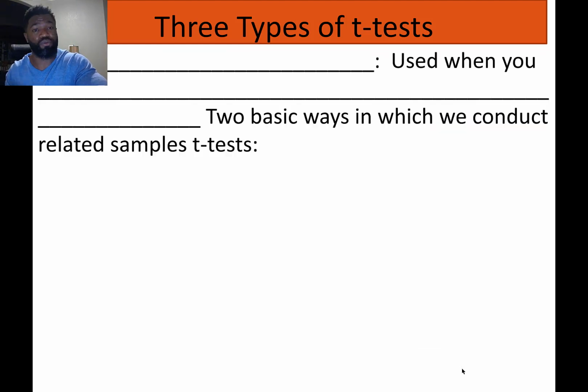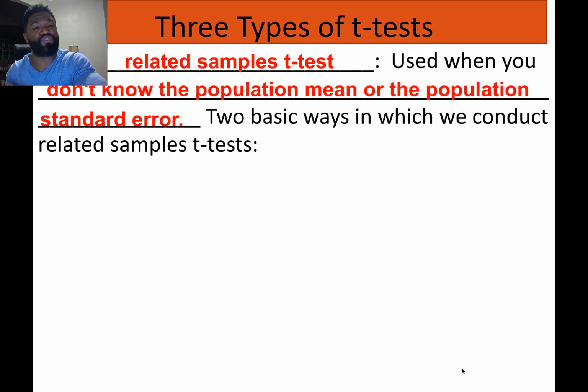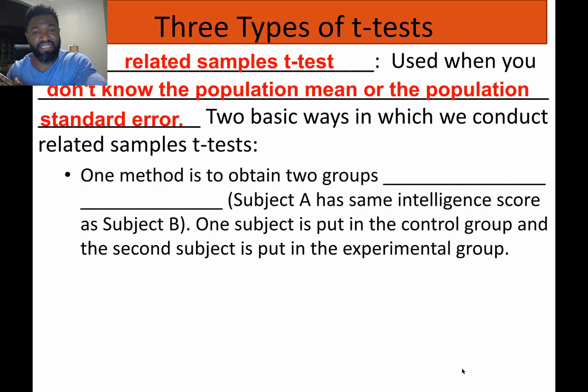The final one that we're going to learn is the related samples t-test, which some people call the dependent groups t-test. I think those are two major names that you'll see out there for it. This is used when you don't know the population mean or the population standard error, okay? And there are two basic designs that we use when we're conducting a related samples t-test.